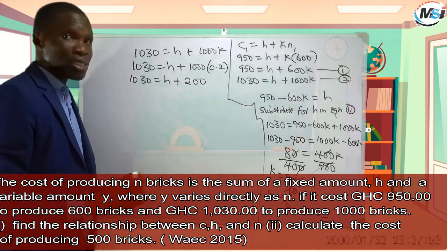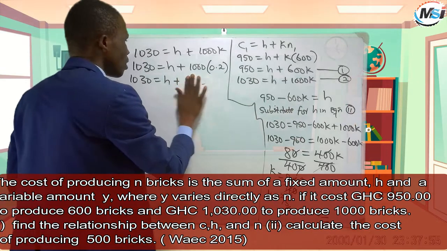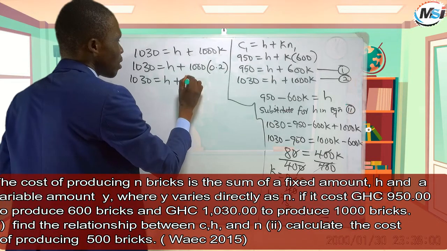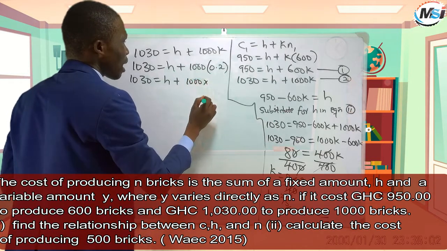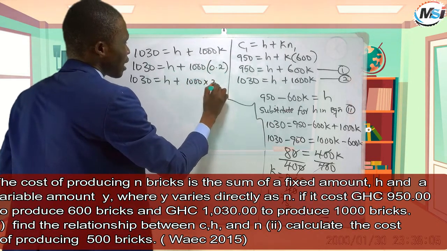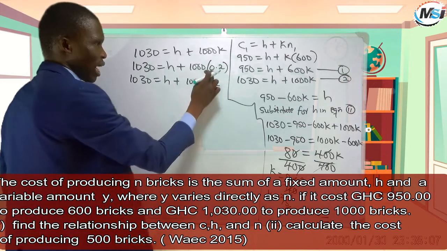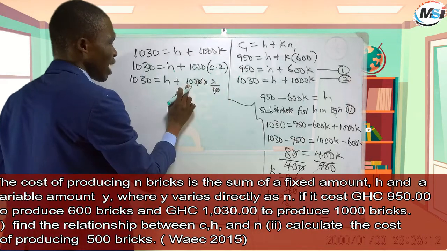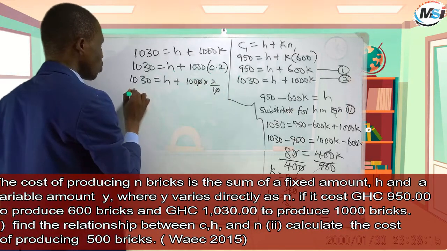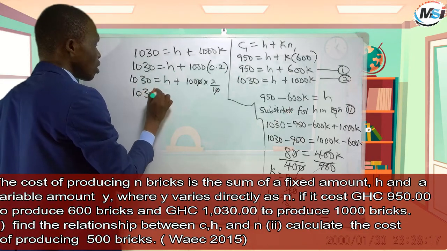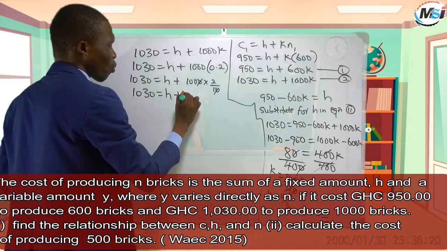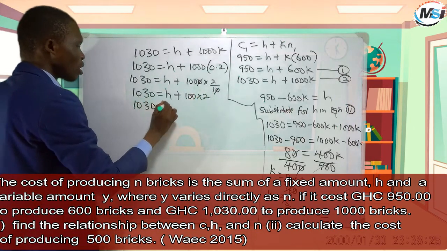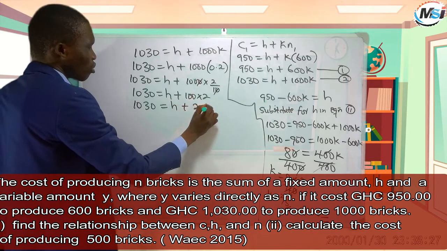And you want to ask me how I get that, so let me solve it so that you know how I got that. Now from here we have 1000 multiplied by 2 all over 10. I think you understand that I changed this decimal to fraction. So 0 cancels 0. We have 100 here, we have 2. So this will give us 1030 equals h plus 100 times 2. So this will give us 1030 equals h plus 200.